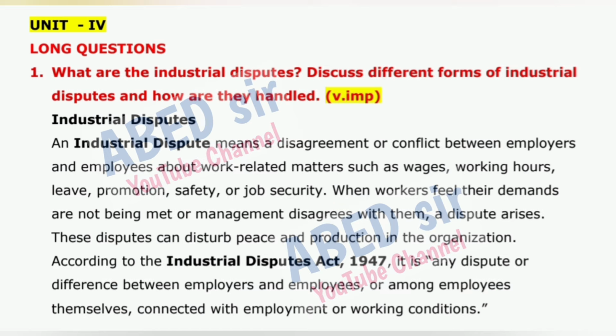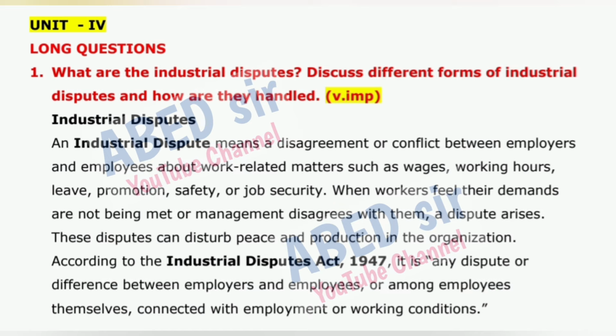Industrial disputes. An industrial dispute means a disagreement or conflict between employers and employees about work-related matters such as wages, working hours, leave, promotion, safety, or job security. When workers feel their demands are not being met or management disagrees with them, a dispute arises. These disputes can disturb peace and production in the organization.